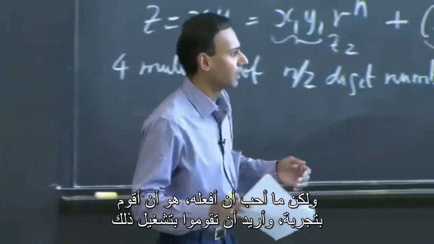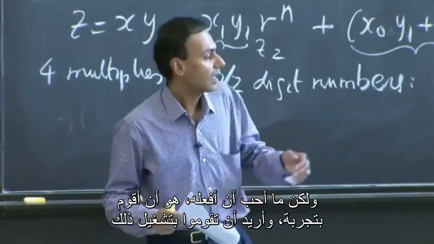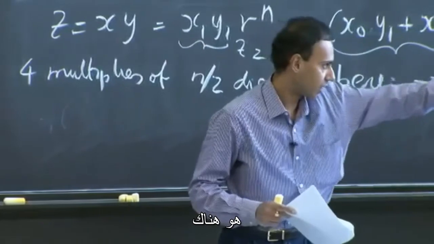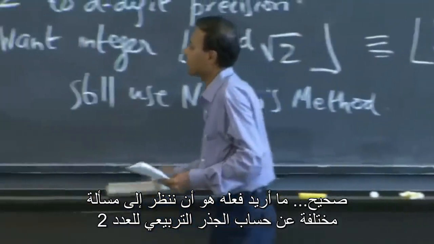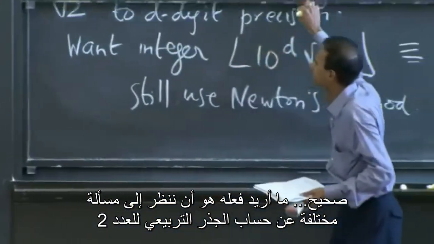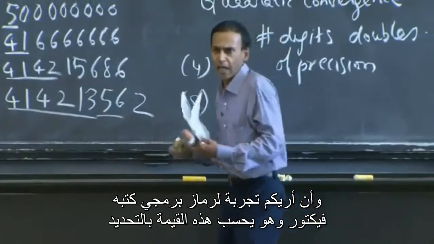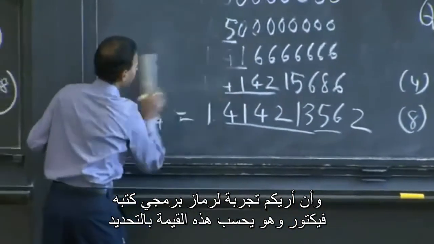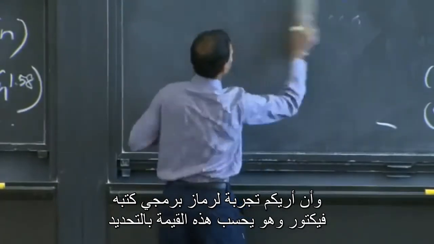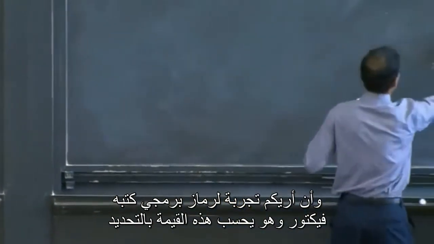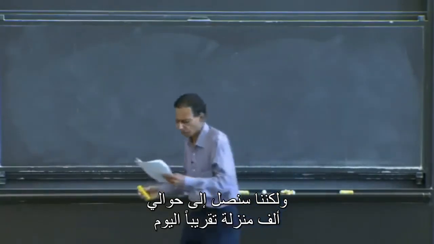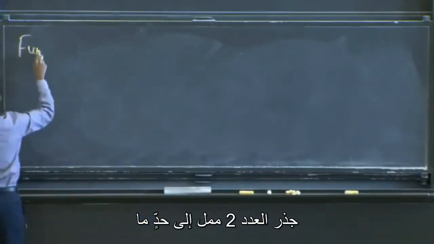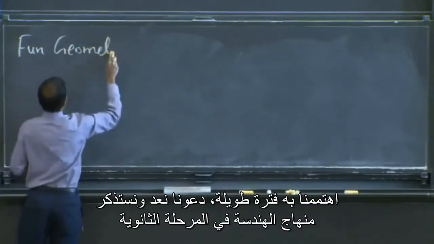But what I'd like to do is do a demo. What I'd like to do is really look at a different problem than square root of 2, and show you a demo of code that Victor wrote that computes this particular quantity that you would argue is irrational to arbitrary digits, though we'll probably only go up to about 1,000 or so today. Root 2 is kind of boring, right? It's been around for a while.